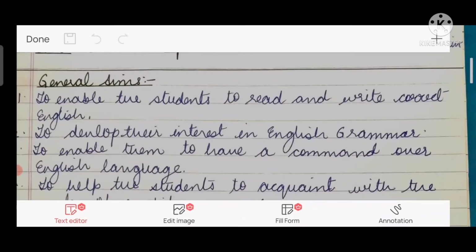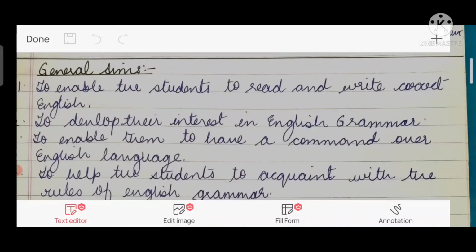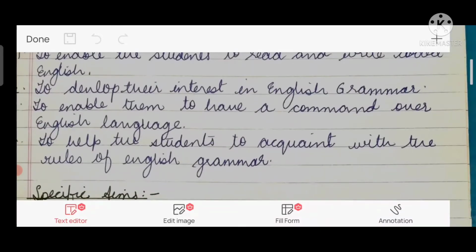In general aims, first point, to enable the students to read and write correct English. Second point, to develop their interest in English grammar. Then third point, to enable them to have a command over English language. And fourth point, to help the students to acquaint with the rules of English grammar.